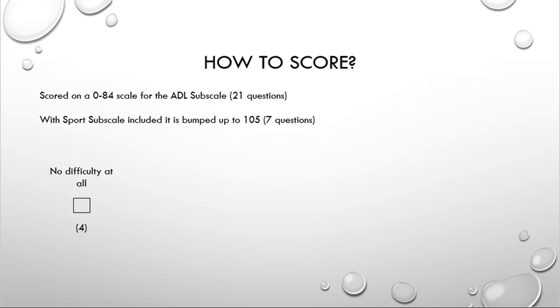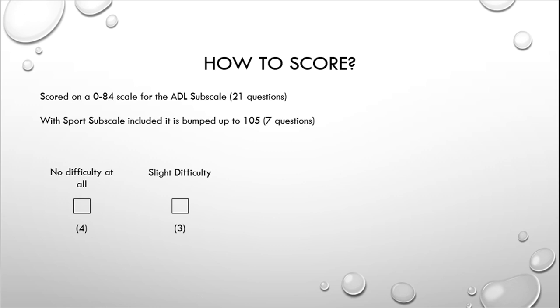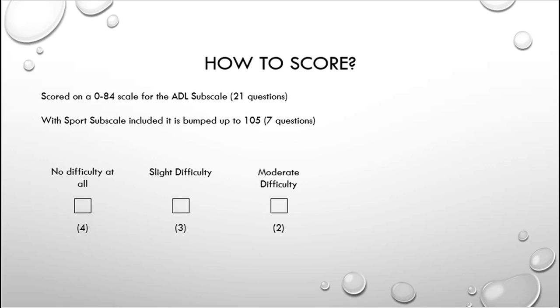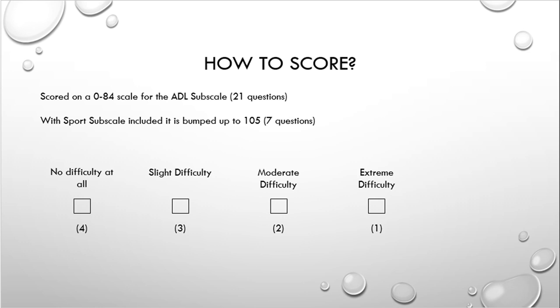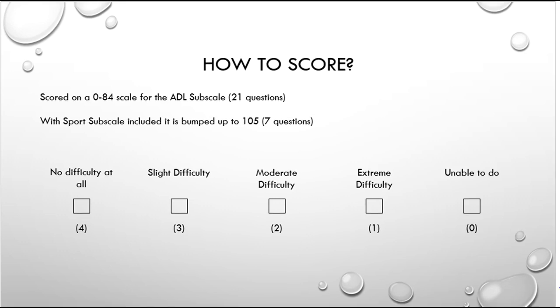So now that we know what the foot and ankle ability measure is, now we can go into how you would score this. It is scored on a 0 to 84 scale. There are 21 questions asked for the activities of daily living subscale, and then the sports subscale bumps it up to 105 points, with about 7 questions with the sport related subscale. The first option you can mark is no difficulty at all, which is a 4. The next is slightly difficult, which is 3, then moderate difficulty, which is 2, extreme difficulty, which is 1, and then unable to do it at all, which is a 0.